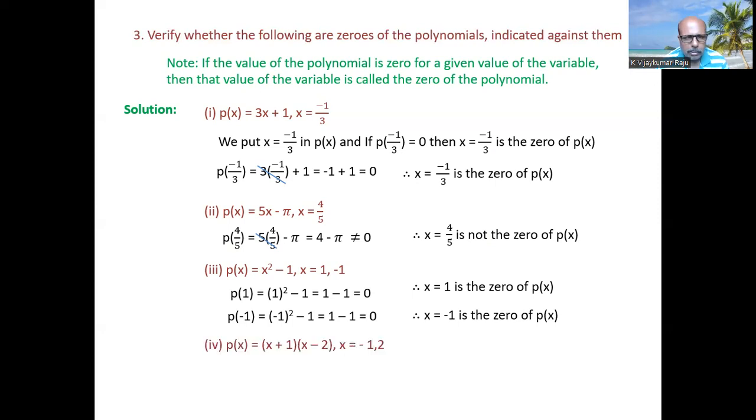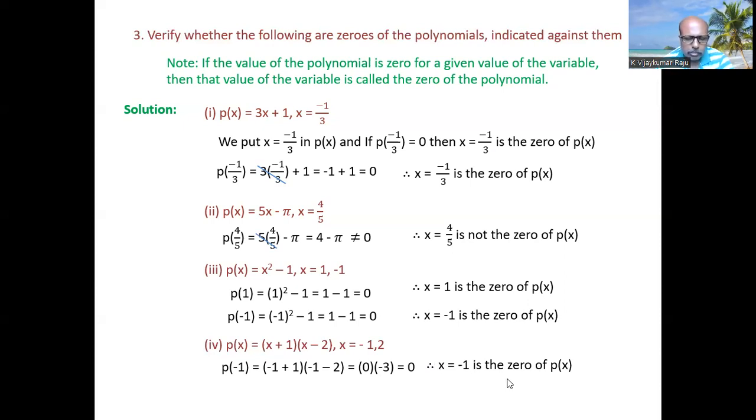Take the fourth one. Here again we are going to calculate for two values, minus 1 and 2. So let's put minus 1 first. Minus 1 plus 1, minus 1 minus 2. Minus 1 plus 1 is 0. 0 into minus 3 is 0. So P of minus 1 we are getting 0. Therefore, x is equal to minus 1 is a 0 of the polynomial.